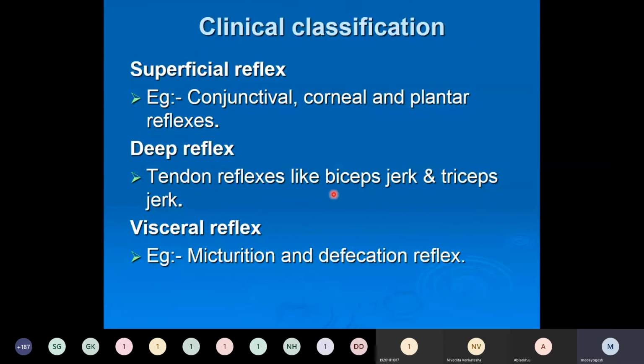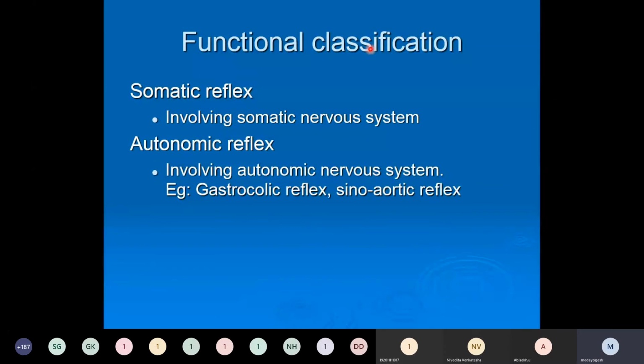In this, you have the biceps jerk, the triceps jerk, and the knee jerk. For all of these we use a knee hammer to try to elicit these reflexes. We will try to show all these videos very shortly, if the lockdown is still not down. Then you have the visceral reflexes: the micturition reflex and the defecation reflex. Next is the functional classification.